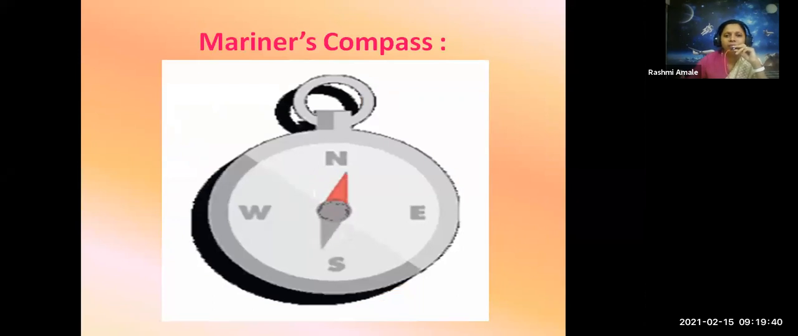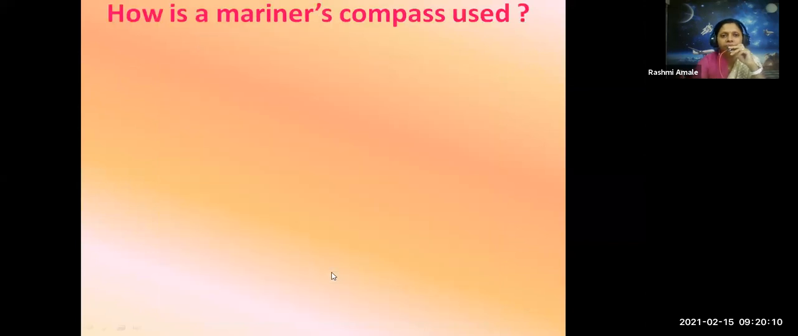This is a Mariner's compass, and the thing which is moving to and fro, that is a magnetic needle. It is suspended at the center of this compass, and it always points north-south direction, children. Whenever this magnetic needle is suspended freely, meaning there should not be any magnet or any iron object or magnetic material nearby, it always points north-south direction. So how is this Mariner's compass used?